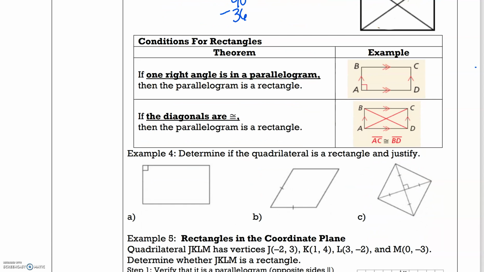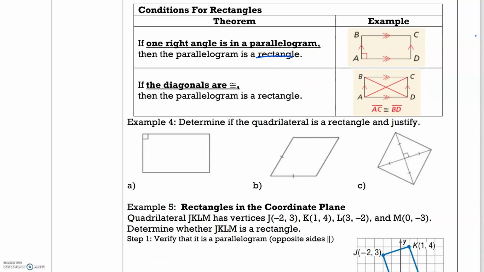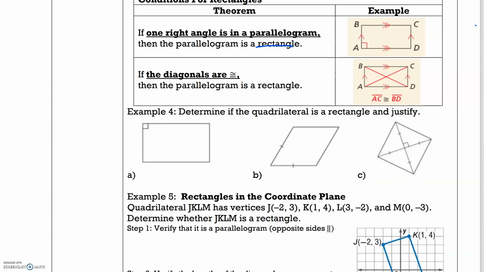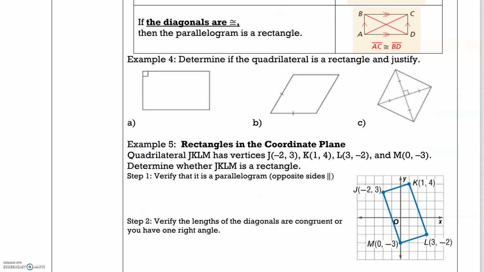So if we have at least one right angle and it's a parallelogram, then we know it's a rectangle. We only have to have one and know it's a parallelogram, and boom, that makes all the rest of them right angles, and we've got a rectangle. If we know the diagonals are congruent and it's a parallelogram, then we know it's a rectangle. So those are kind of our two properties going in reverse to prove if it's a rectangle.